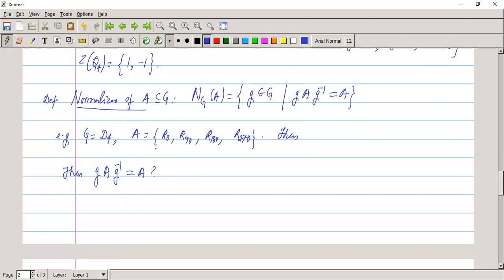We can clearly see from the definition of the dihedral group D4 that all these rotations R0, R90, R180, and R270 will always satisfy gAg inverse equal to A. So the normalizer of this A always contains A. Now we proceed towards choosing some reflection. So let S be a reflection in D4.